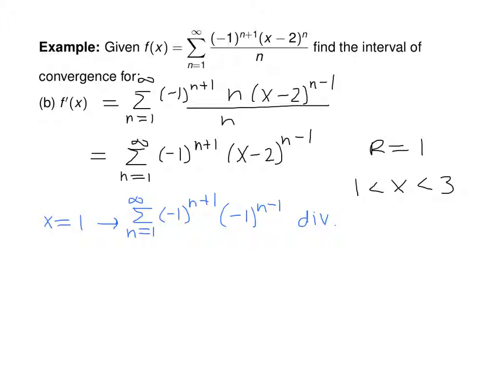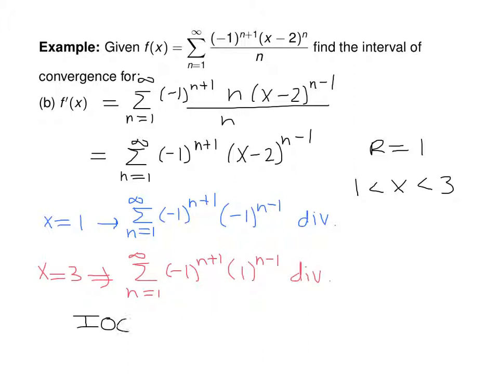If you input x equals 3, that implies that we have a sum from n equals 1 to infinity, (-1)^(n+1), multiplied by 1^(n-1), which also diverges. So in this case, the interval of convergence is 1 to 3, and neither endpoint is included.